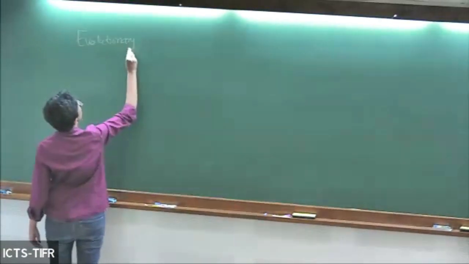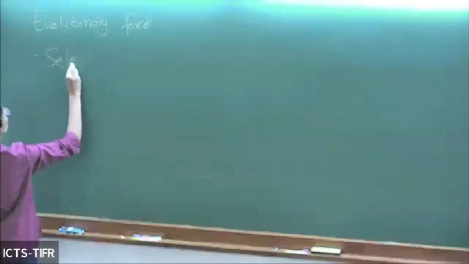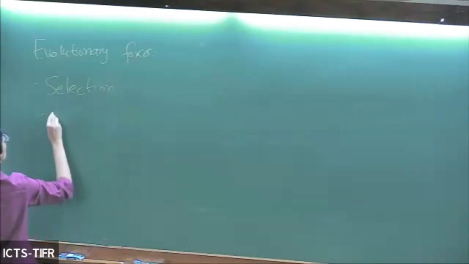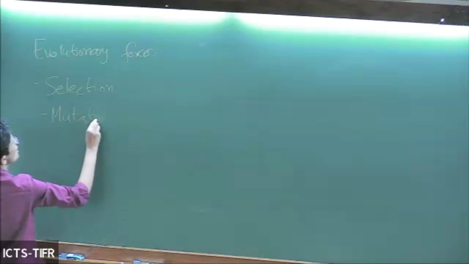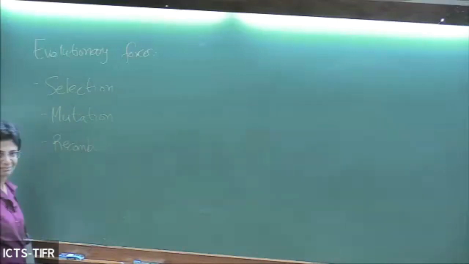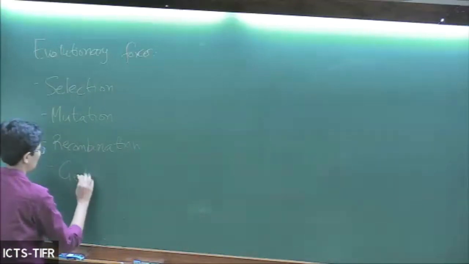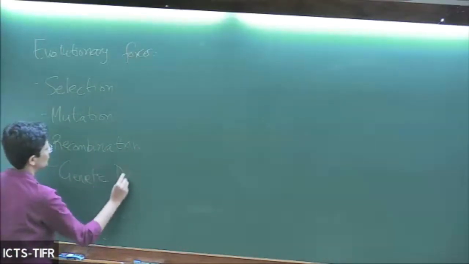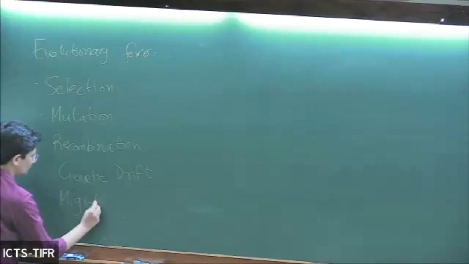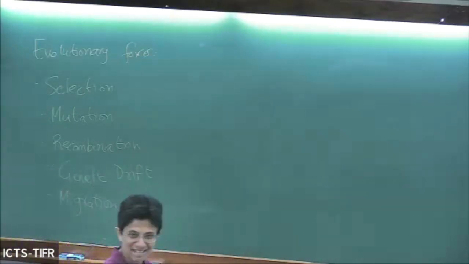I hope it is large enough for everybody to read. Selection, mutation, recombination. Okay, what else? Migration. That's it? Okay, I think it's a long list anyway, right?